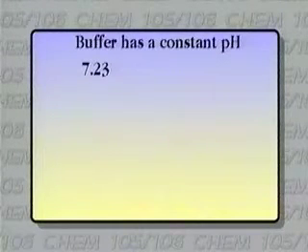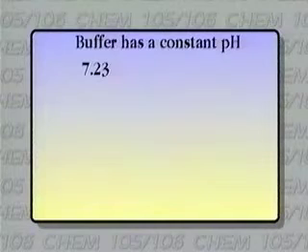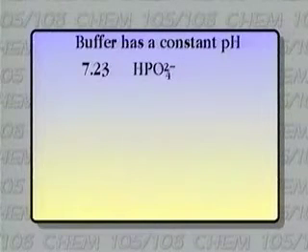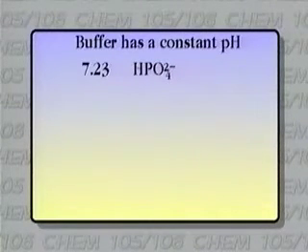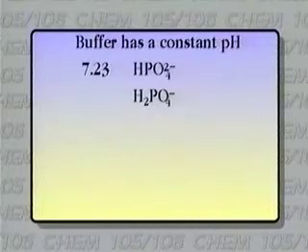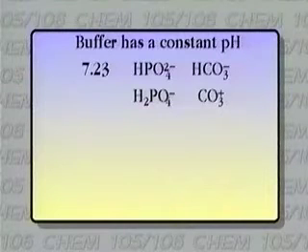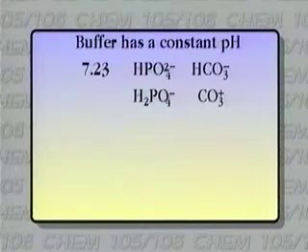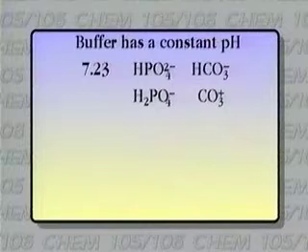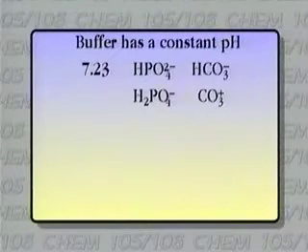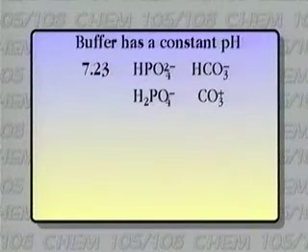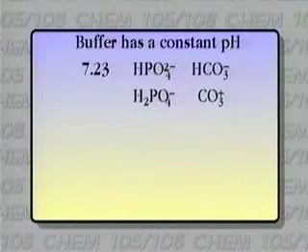One is hydrogen phosphate and dihydrogen phosphate. It's also buffered with hydrogen carbonate and carbonate. So there's several buffers. It's also buffered with some proteins that are amino acids. All right? So a buffer has a constant pH.